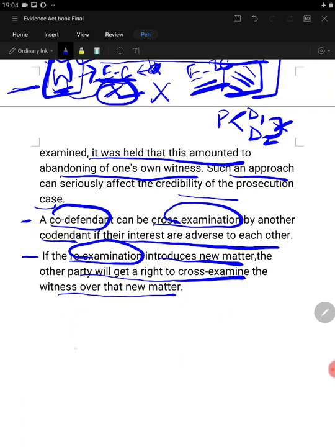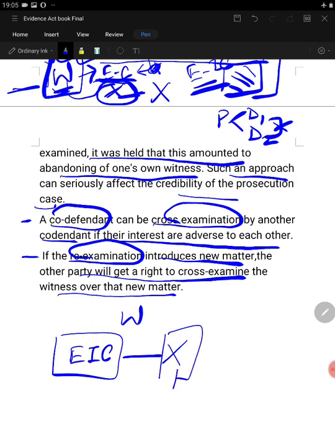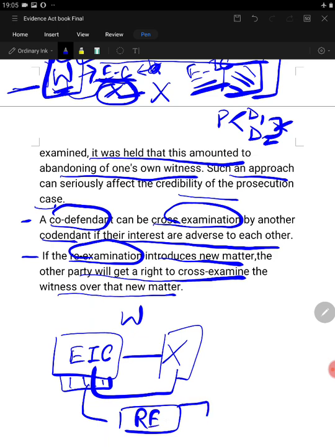So suppose a witness W is there, he is examined in chief on these points, then his cross-examination took place on these points and on some other points also. Thereafter, he is re examined, and in this re examination, some new points come up. Then, for these new points, he can again be cross examined by the adverse party.